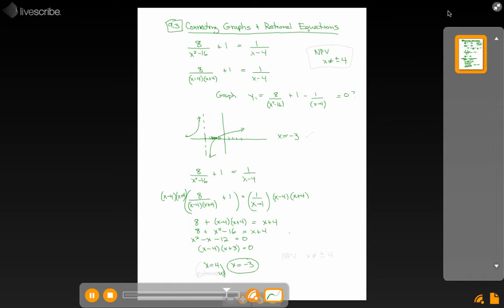If you go all the way back to the beginning of this problem, we know that one of our non-permissible values is that x can't equal plus or minus 4. So this is what we call an extraneous answer. We didn't make a mistake in finding it, but it doesn't actually satisfy the original equation. And so our only solution to this is that x equals -3, the same answer we got in solving it graphically.